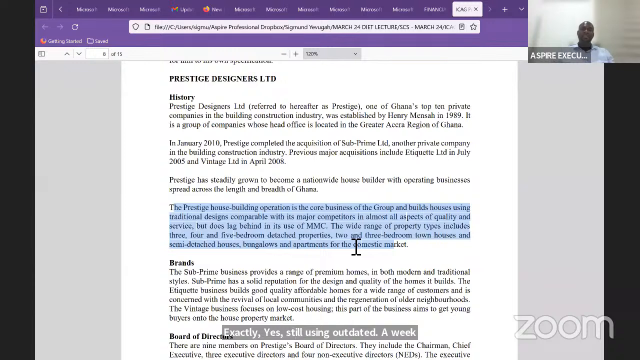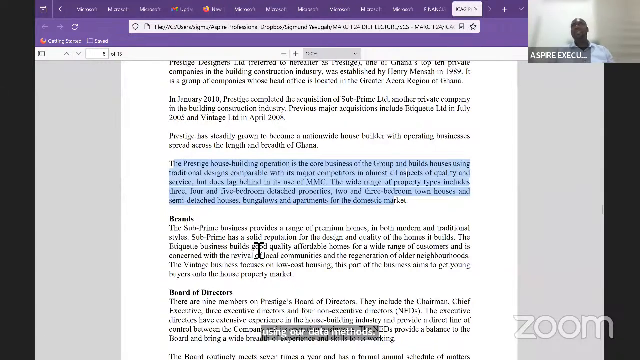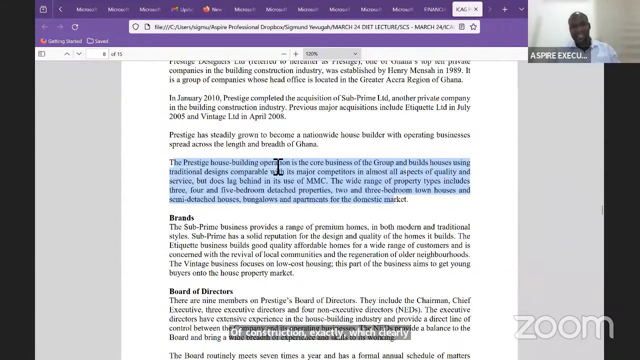Are we together? The wide range of property types they have include 3-bedroom, 4-bedroom, and 5-bedroom detached properties, 2- and 3-bedroom townhouses, semi-detached houses, bungalows, and apartments for the domestic market. Is that clear? But the challenge here is that the company is using outdated methods of construction. Is that clear? Which clearly shows that they are lagging behind, and that is clearly a weakness of the company.